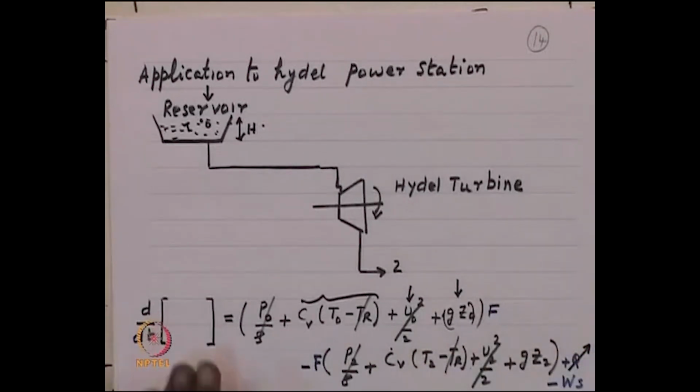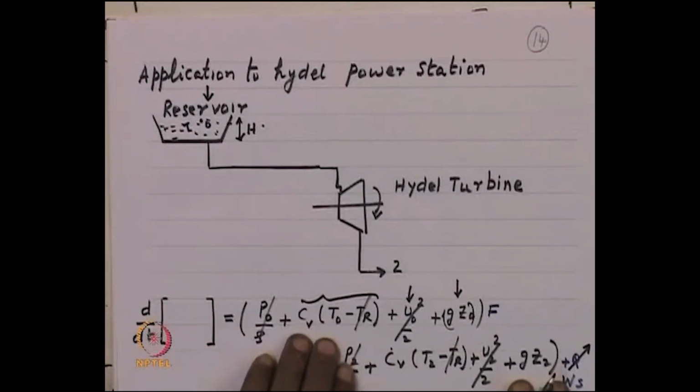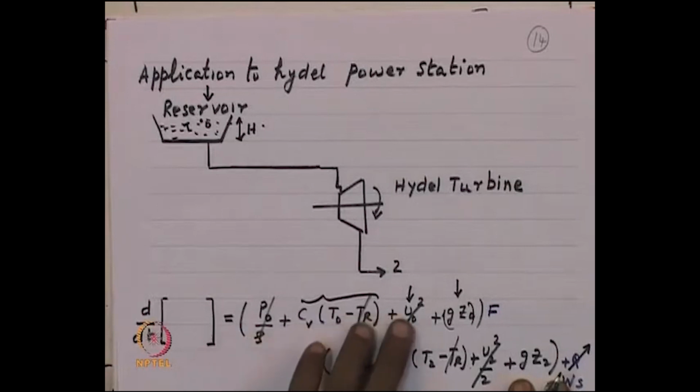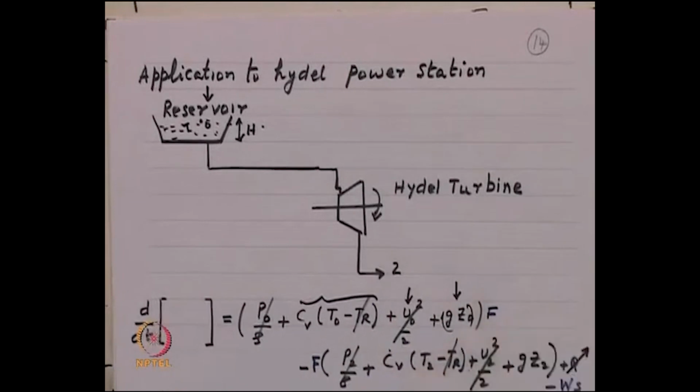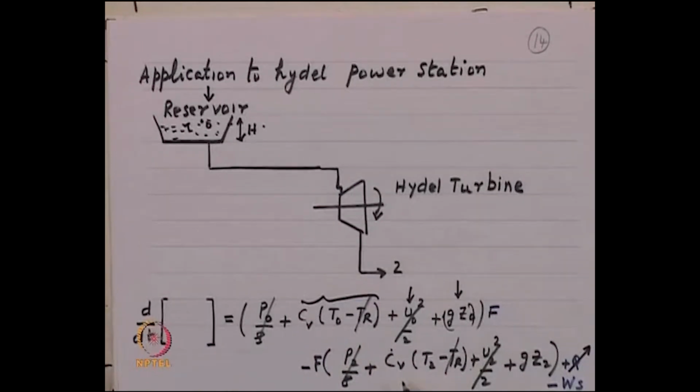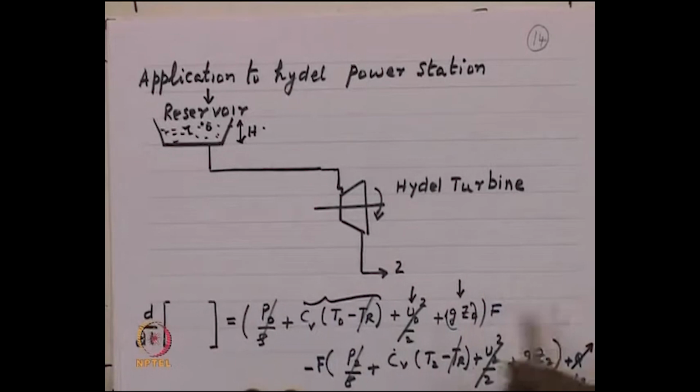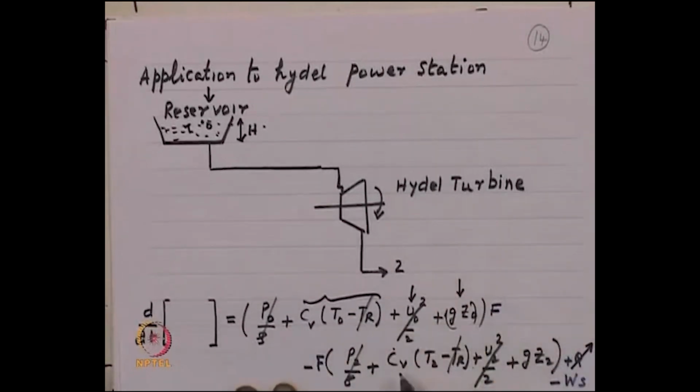So, what is it that we have? On the right hand side you have pressure energy. This is the sensible heat energy associated with the fluid at temperature T naught. This is kinetic energy, this is potential energy. You multiply this by F, which is the molar flow of the fluid going through the hydel turbine. So, you have the input; what is the output? Output is pressure at P 2, then Cv, which is the energy associated with the sensible heat, and so on, which we have written as Cv times (T 2 minus Tr), and this is kinetic energy, this is potential energy.